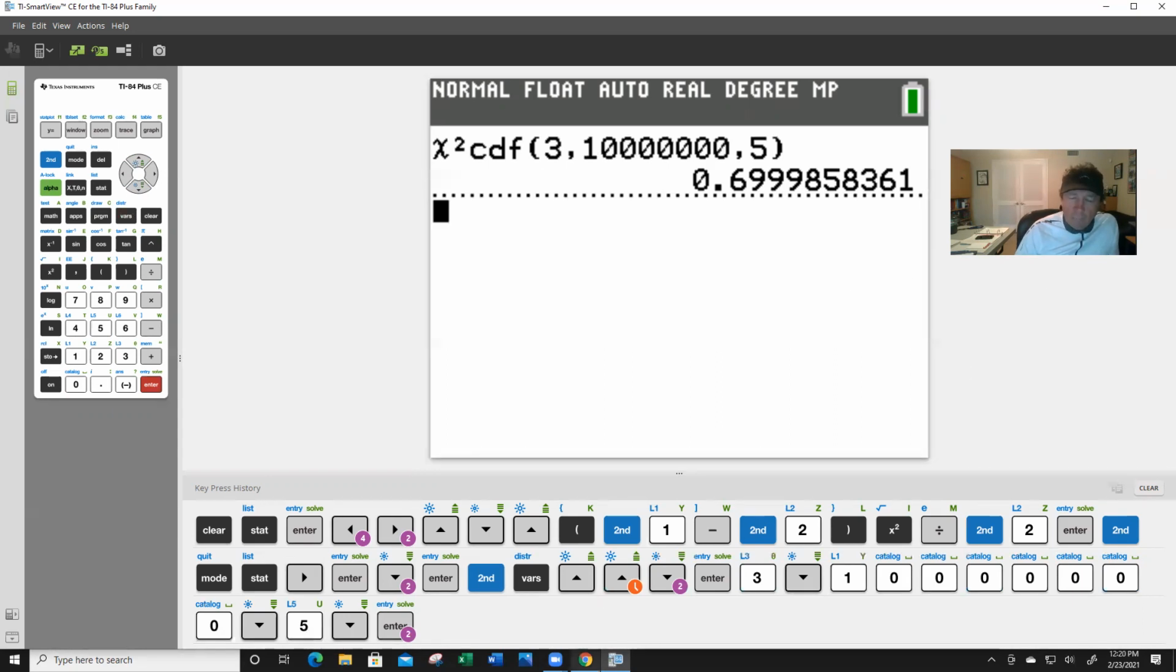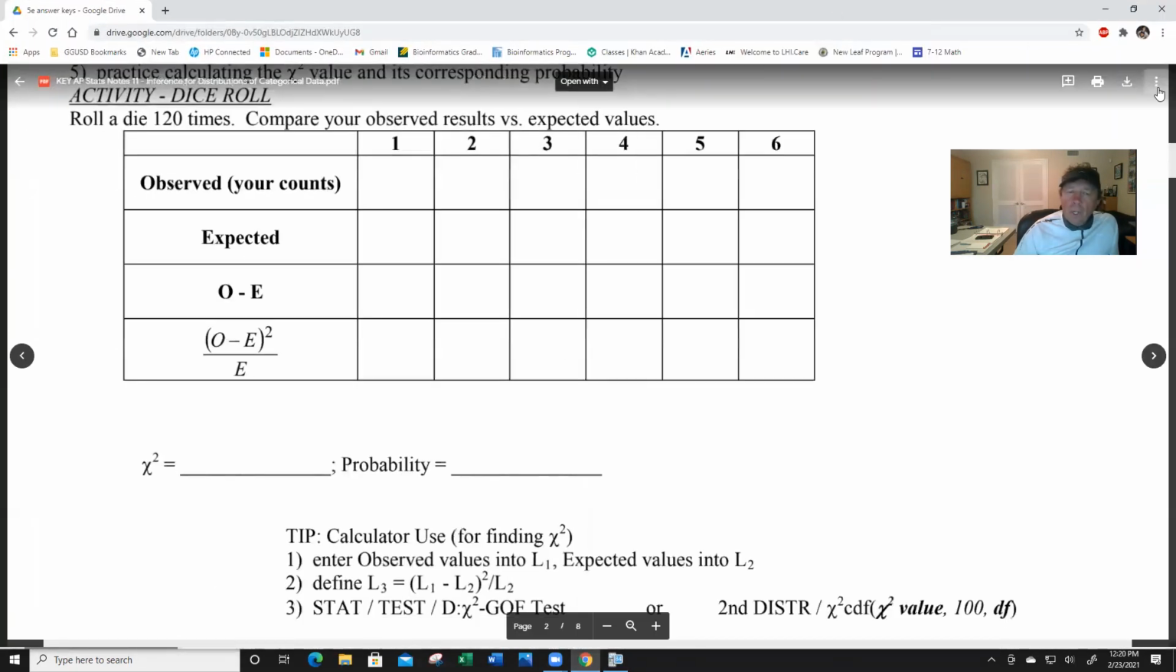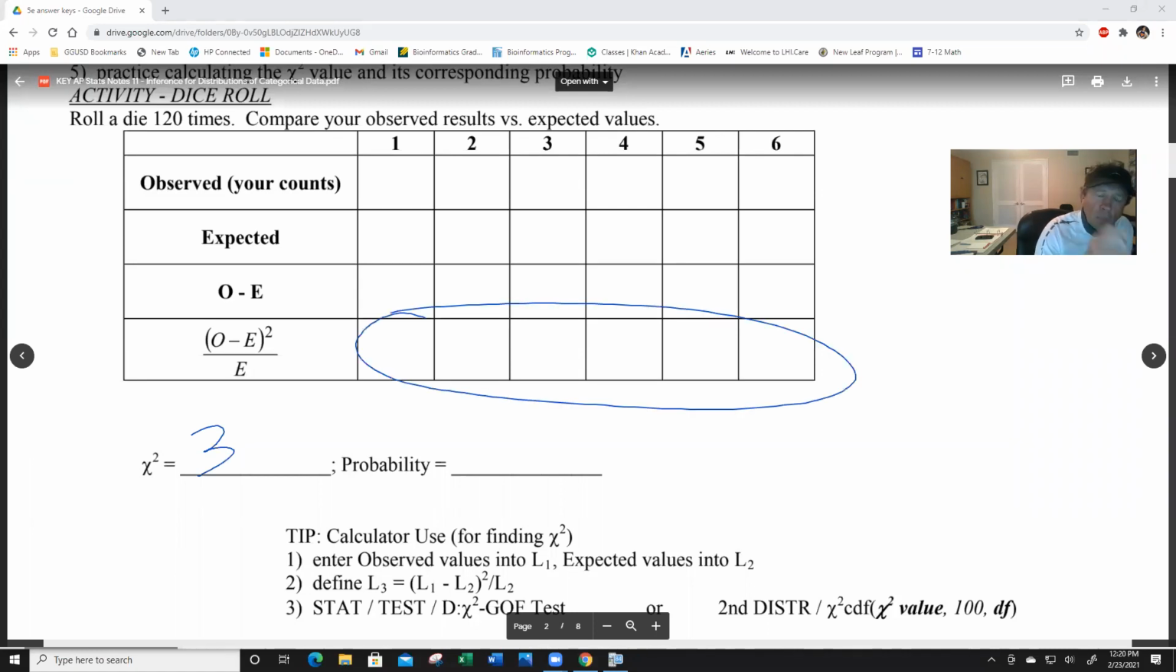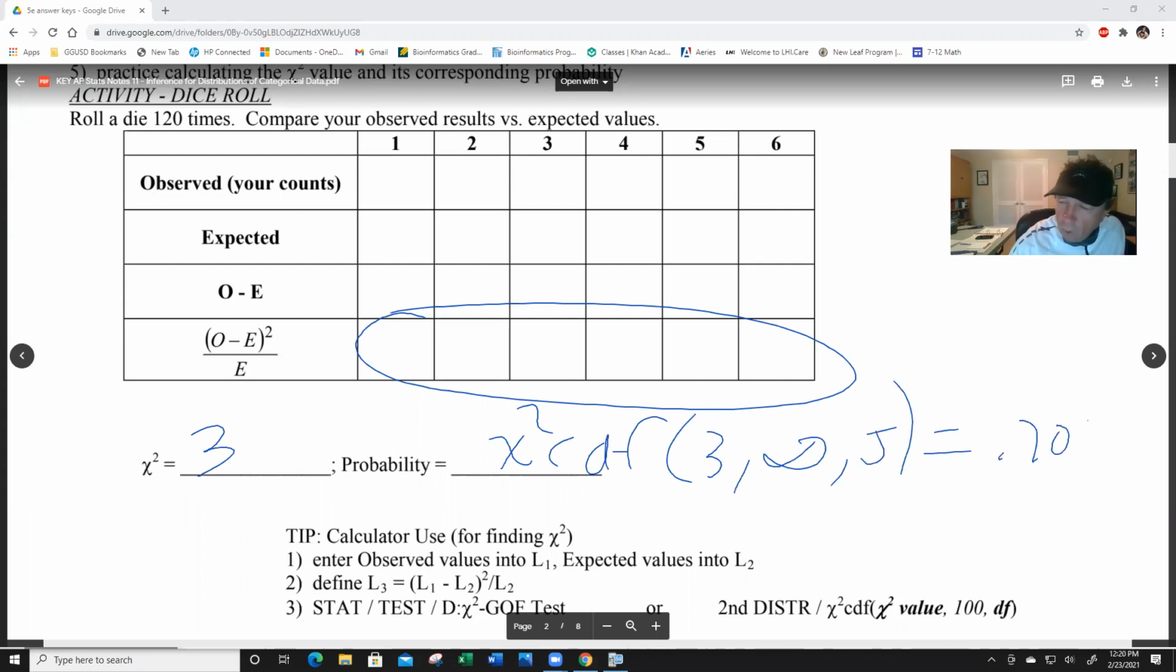All right, now let's bring back up the notes here, okay? So what we got is the chi-square sum was 3. I added all those numbers, if you recall. Then I'm going to type in chi-square CDF 3, comma, infinity, comma, 5, right? And I got basically 0.7000. There's a 70% chance we would get data like this, even if H0 is true. So this is a failed to reject H0.